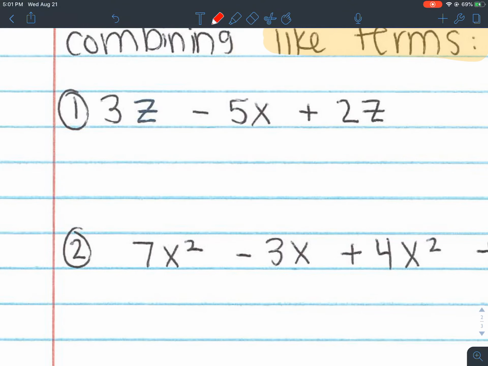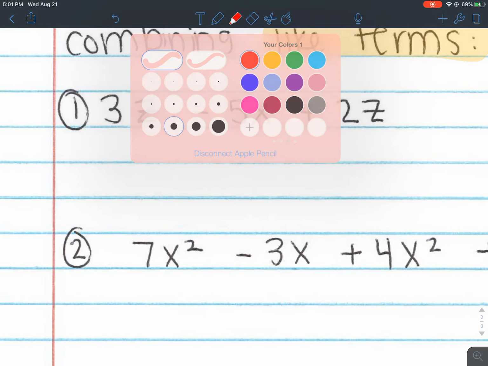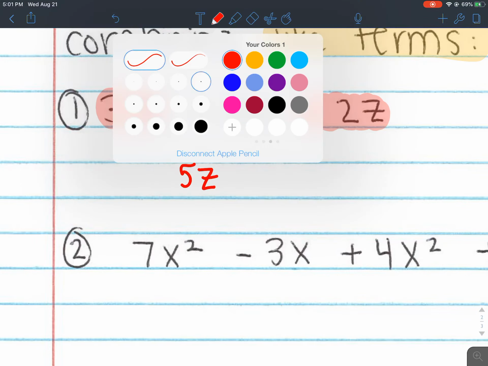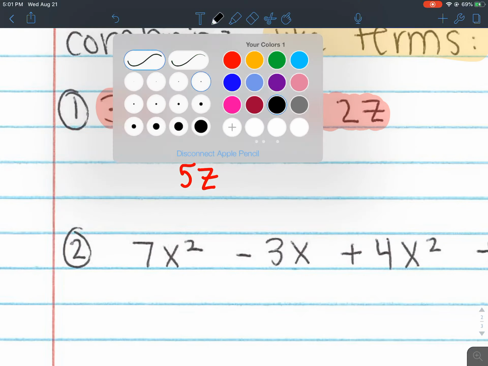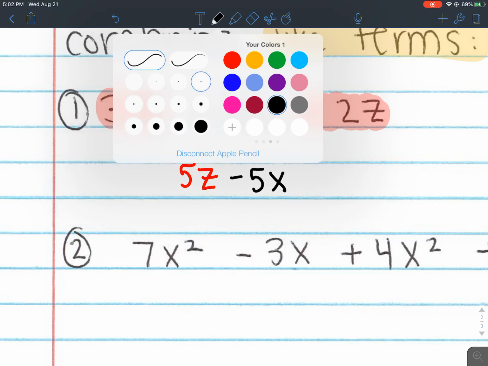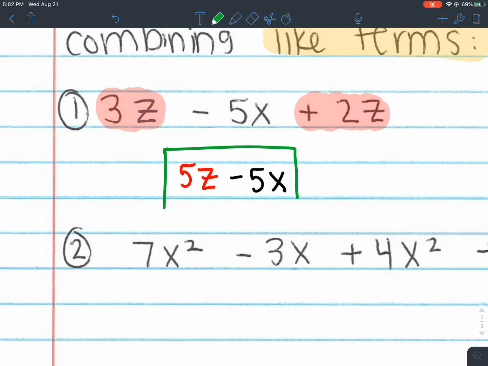So let's look at number 1. 3z minus 5x plus 2z. Do I have any like terms? I do. I have 3z and I also have positive 2z. Well, 3z plus 2z is 5z. And then I just have the minus 5x from earlier. Now I look, can I combine these two? Are these like terms? No, I can't. These are not like terms. So I just have to leave it as is, and that is my answer.